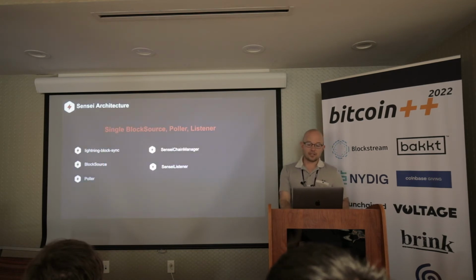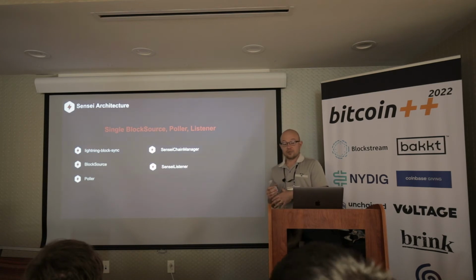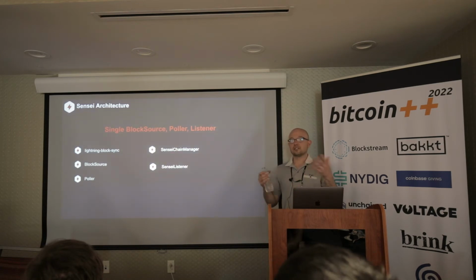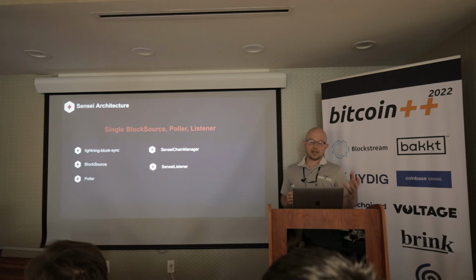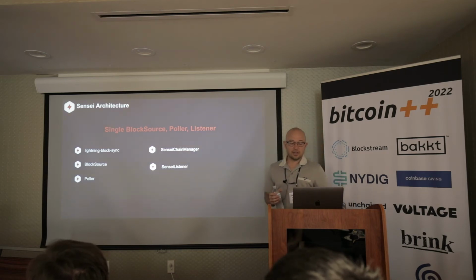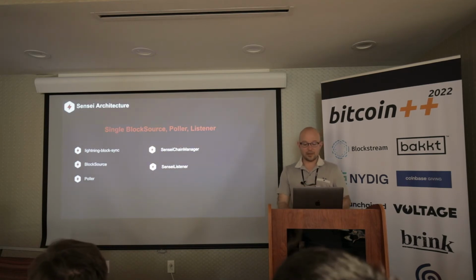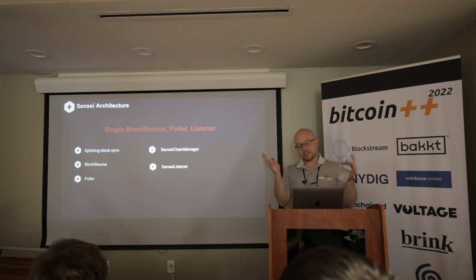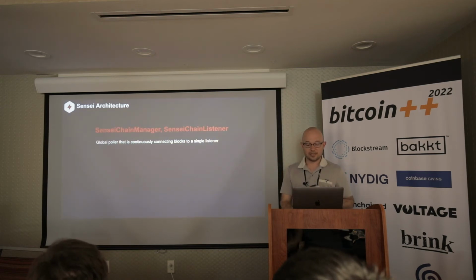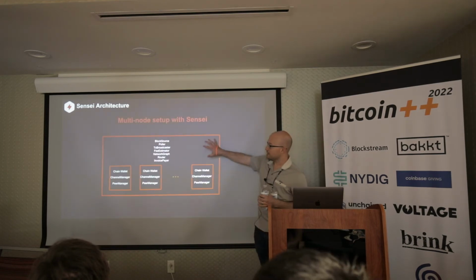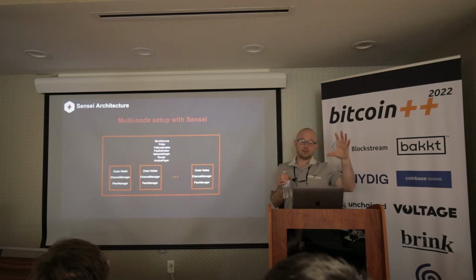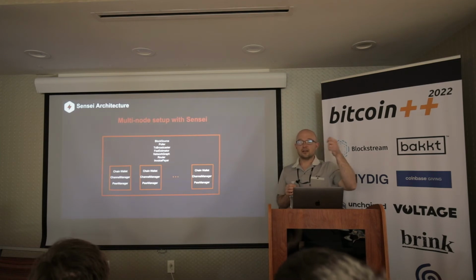And so one architecture decision here is that there's going to be a single block source, single Polar, and a single listener. So it uses that Lightning block sync crate we talked about, and its own block source, which is the Bitcoin D client, and a single Polar to implement these objects I'm calling the Sensei Chain Manager and Sensei Listener. So basically, the idea is that if we look back at this picture up here, there's going to be a single Polar that's asking the block source for new blocks, and a single listener.